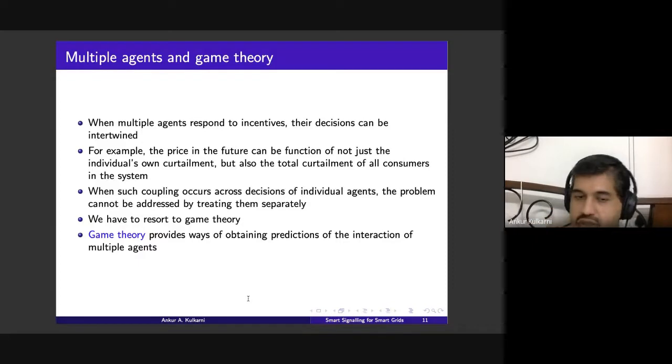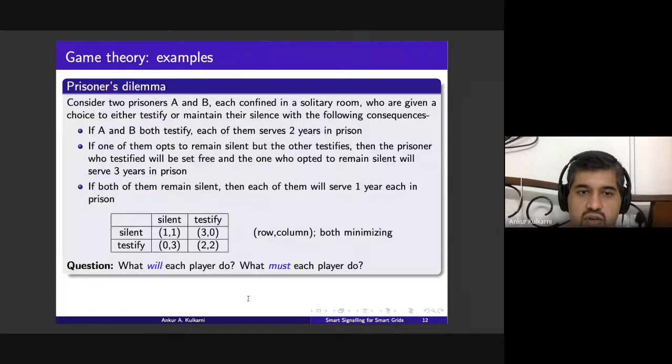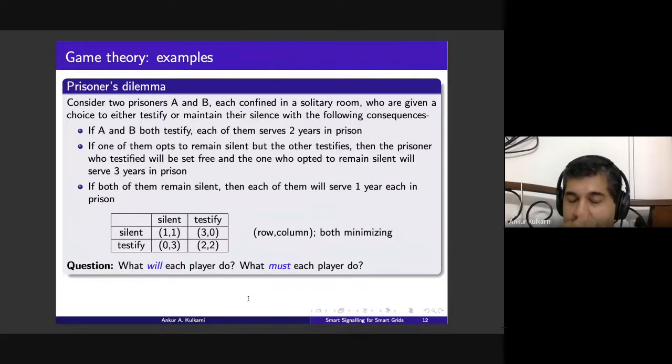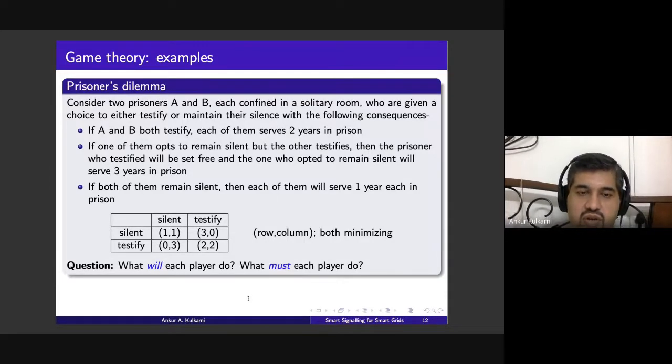All right, so I'll now take you through a short tour of game theory. Game theory concerns situations where there are multiple agents, each trying to maximize his or her payoff, but their decisions are interconnected. The best way to understand this is through a few examples.